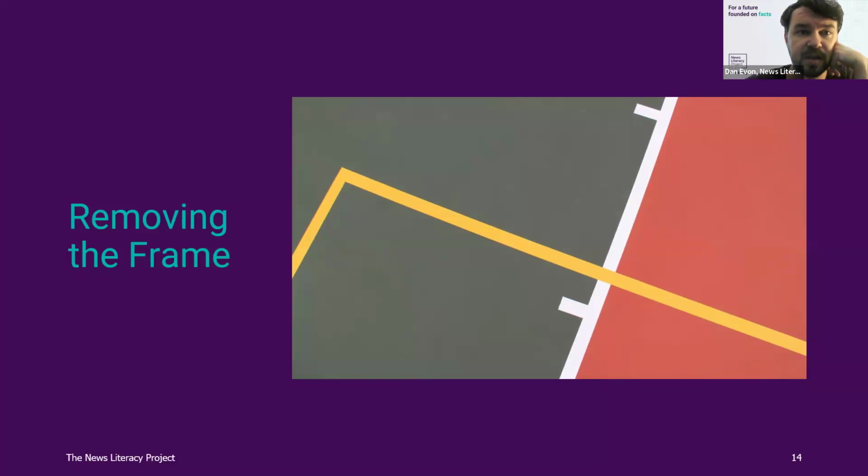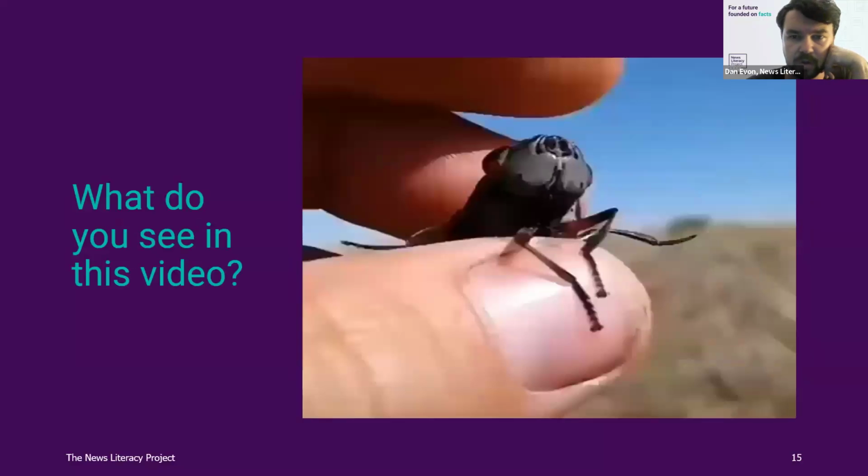So here is a post where I have removed the frame. So let's take a look here and just consider what it is that we're seeing.